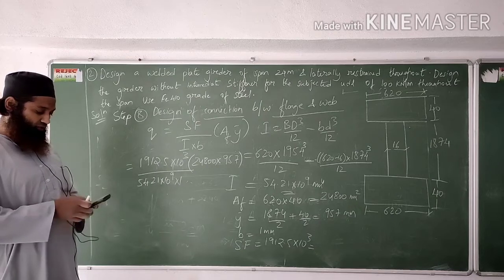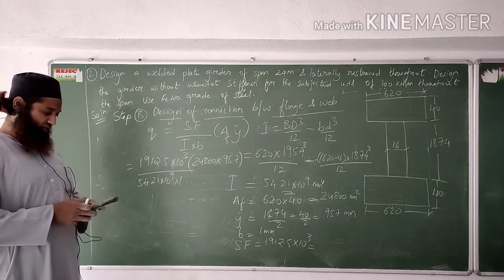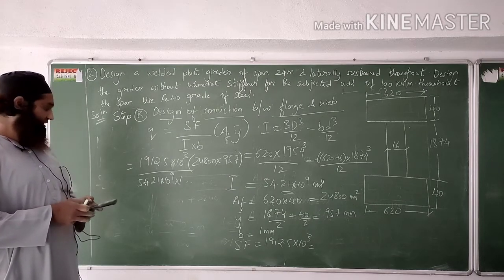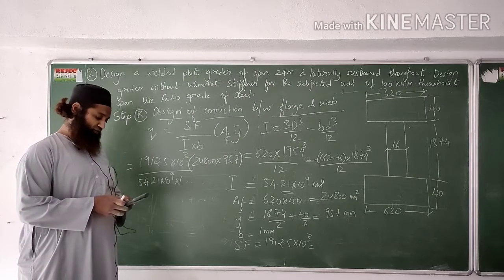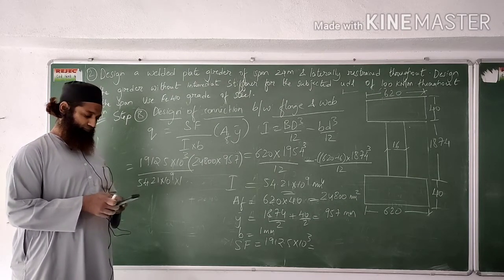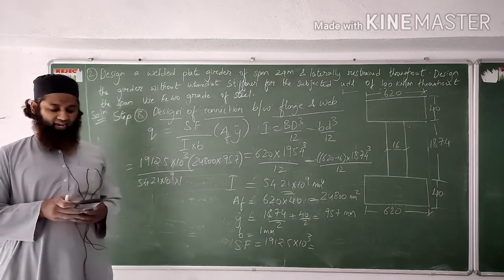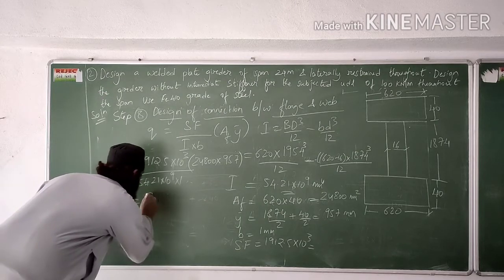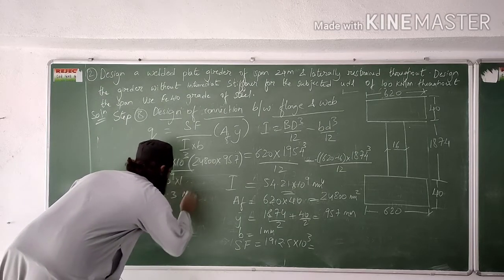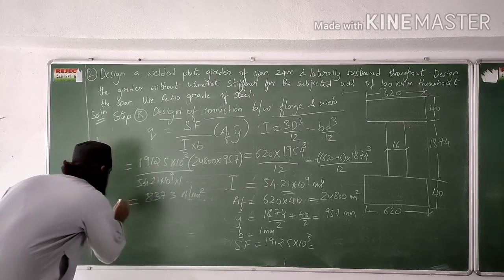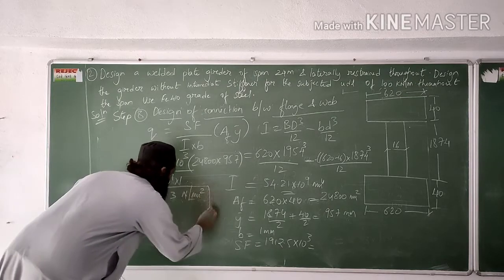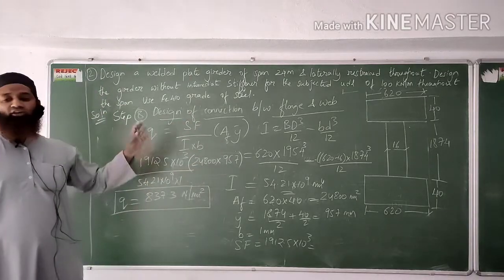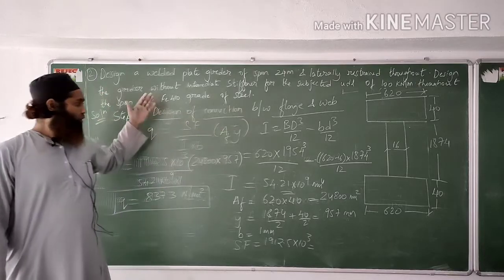Let us calculate what value we are getting here. 1912.5 into 10 cube into 24800 into 957 divided by 54.21 into 10 to the power of 9. I have got this value as 837.3 Newton per mm square. So this is the value of Q. Now this is for the design of the connection. To resist this we have to give a weld. Now we will be seeing the design of the weld. Hope this step is very clear.